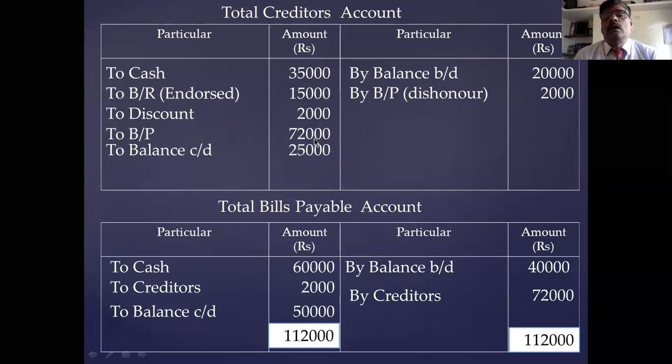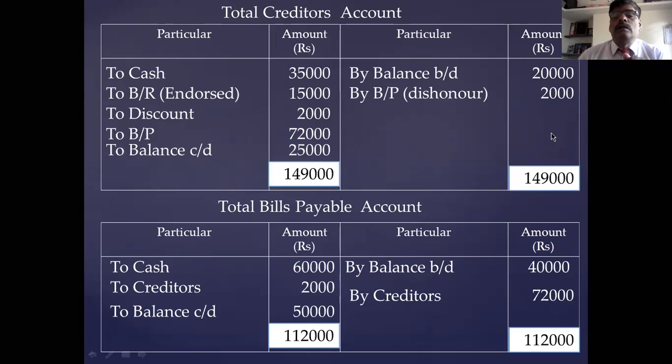Now you close the creditors account. Take the total of the debit side. Debit side total amounts are more. Therefore, take the debit side total. 1,49,000 is the total. Then difference is 1,27,000. What is this 1,27,000?